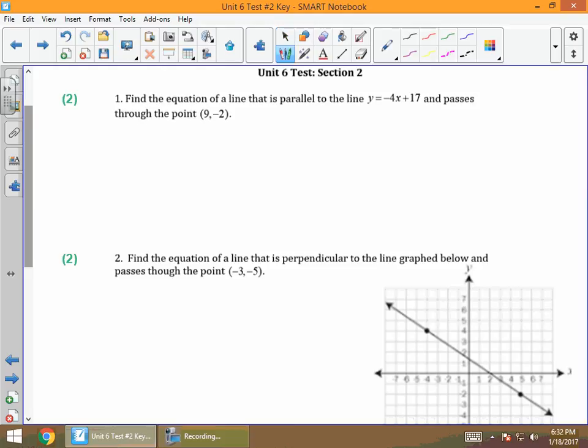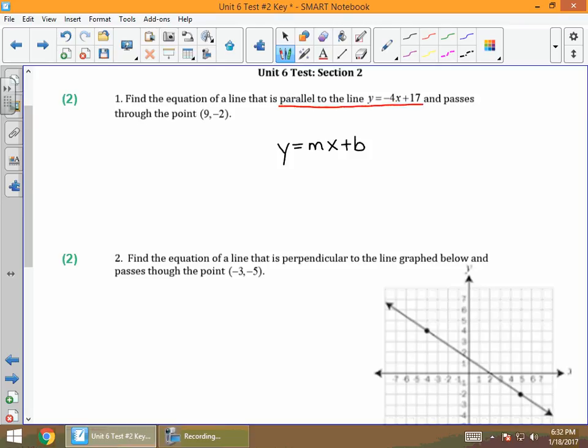All right, question number 1 says find the equation of a line. So I know this. It needs to be something in the form y equals mx plus b. So if you can find m, that's worth a point. If you can find b, that's your other point. All right, so y equals mx plus b. Well, what's it give me? What information is given?